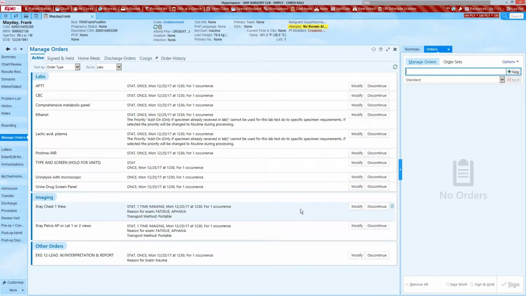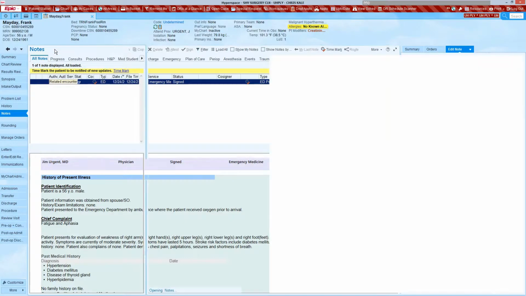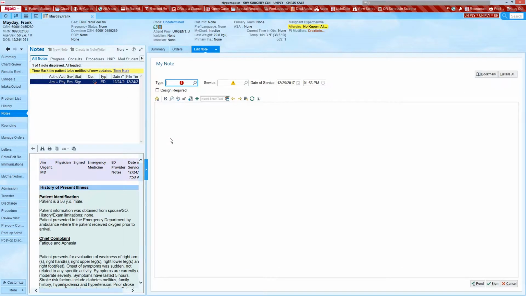Now that we have some orders for our trauma patient, we'll start an H&P. Click on the Notes section on the left-hand side and create a new note. The type will be History and Physical. The service will be set to trauma.